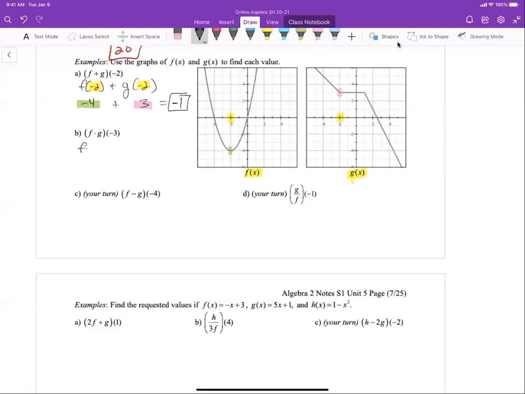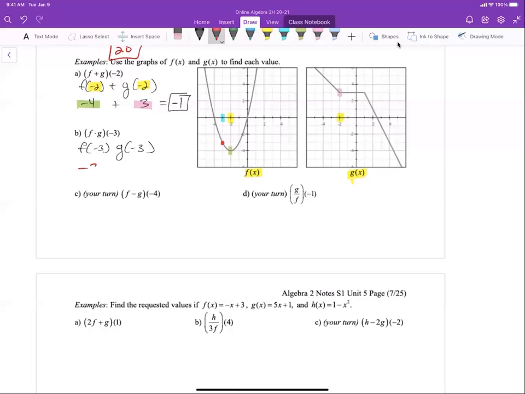And then for B, I have f of negative 3 times g of negative 3. And I do the same thing. I essentially go and find on my graph where x is negative 3, what is f of x? And that is going to be a negative 3.